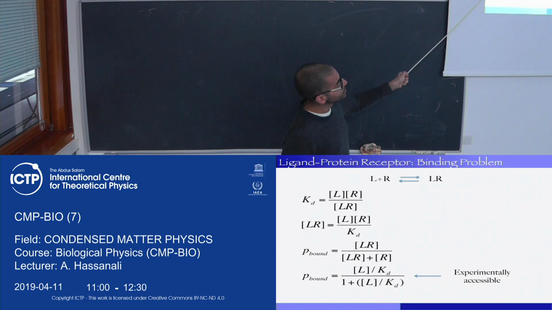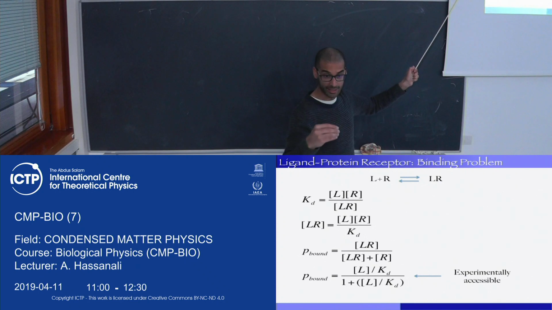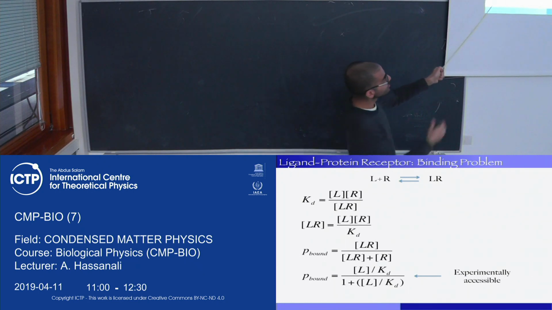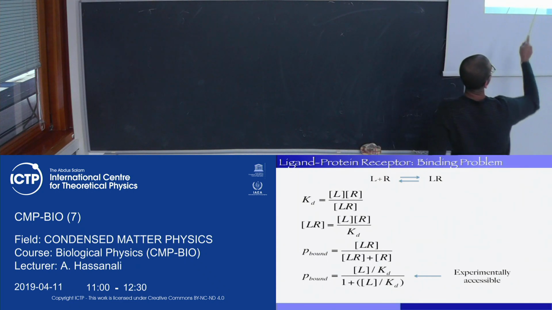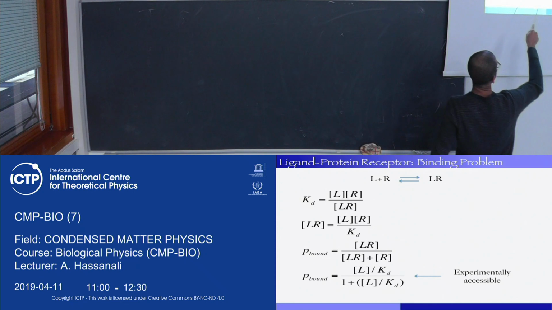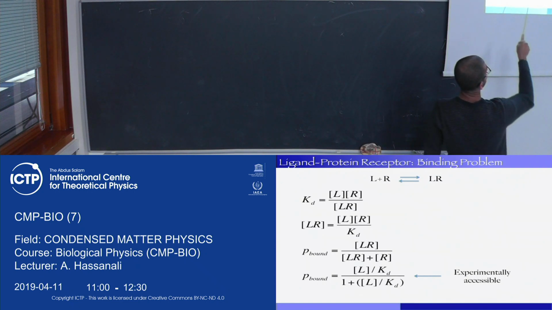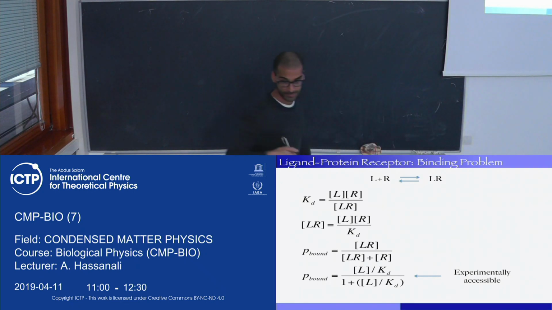Now, what you can do is write out the probability of the receptor site being bound by a ligand, and that's simply the ratio of this concentration to the sum of this plus the number of receptors in solution.